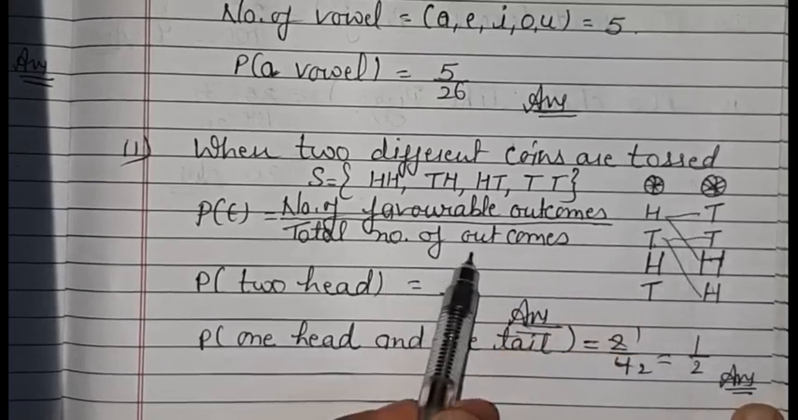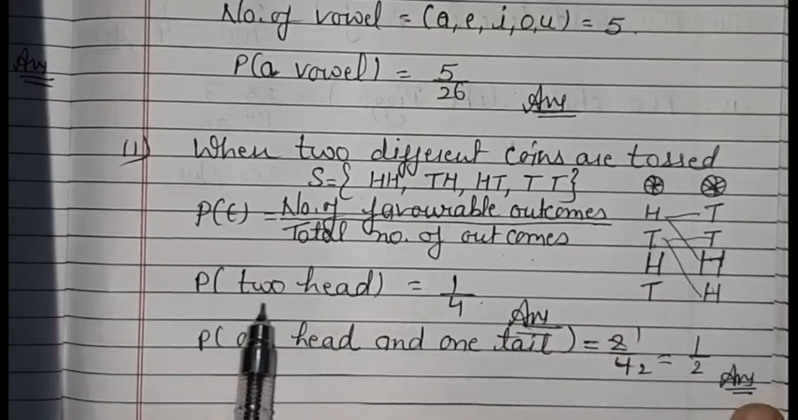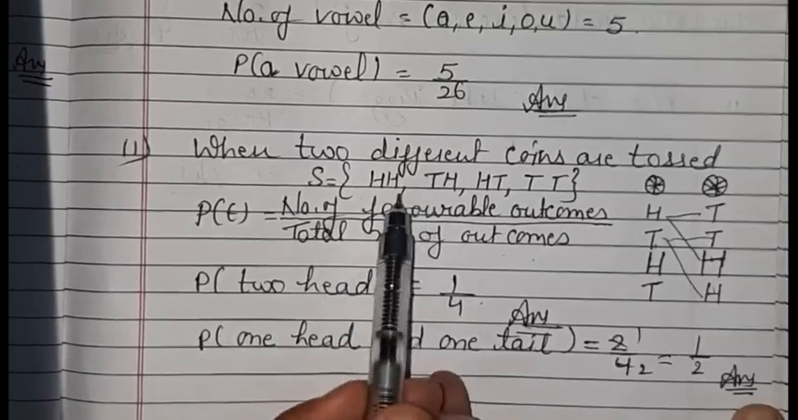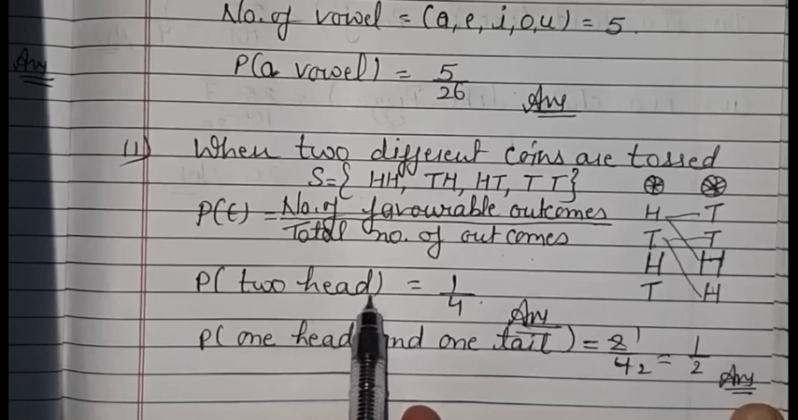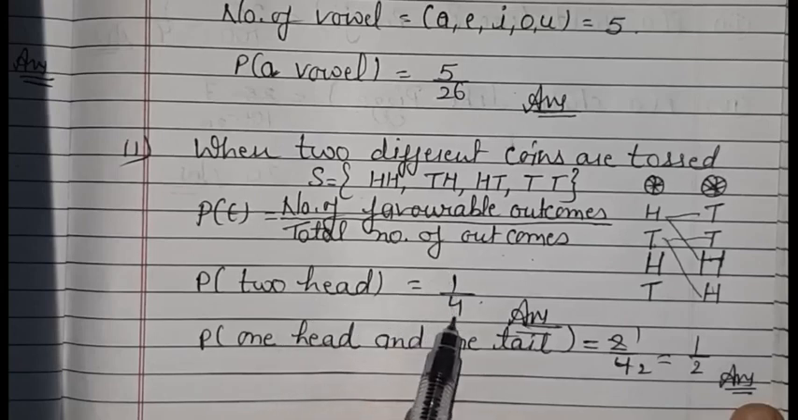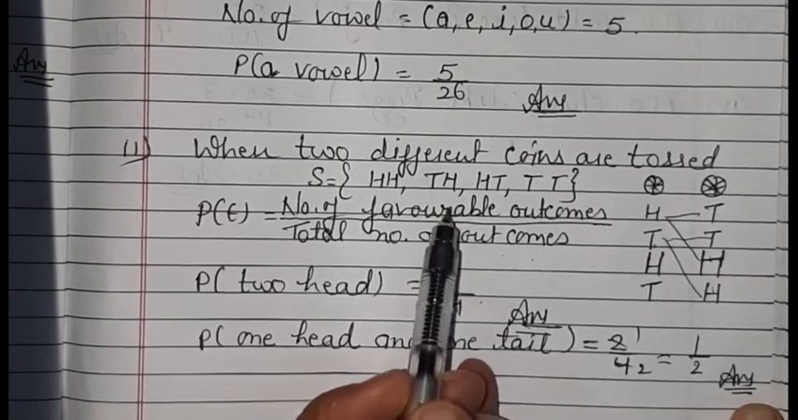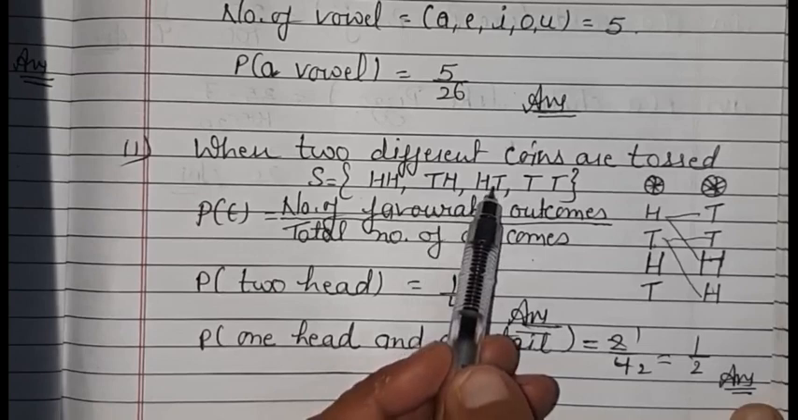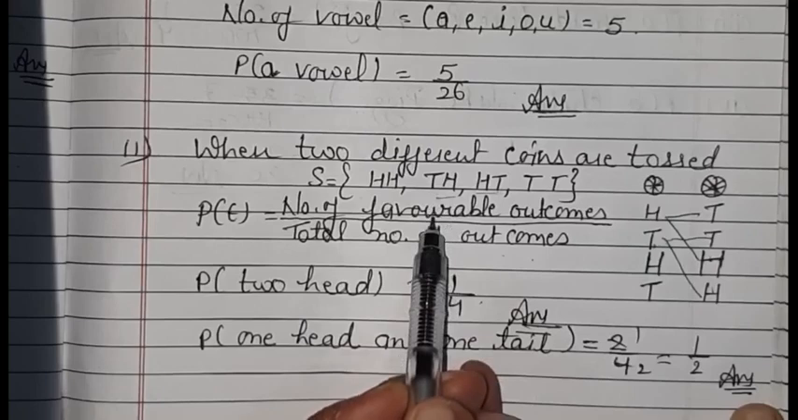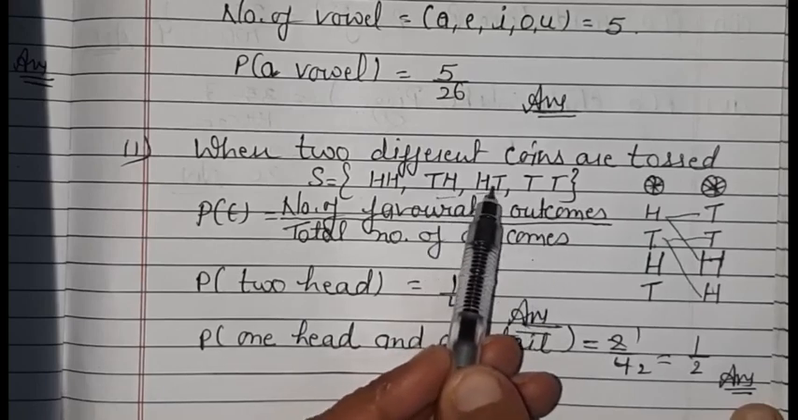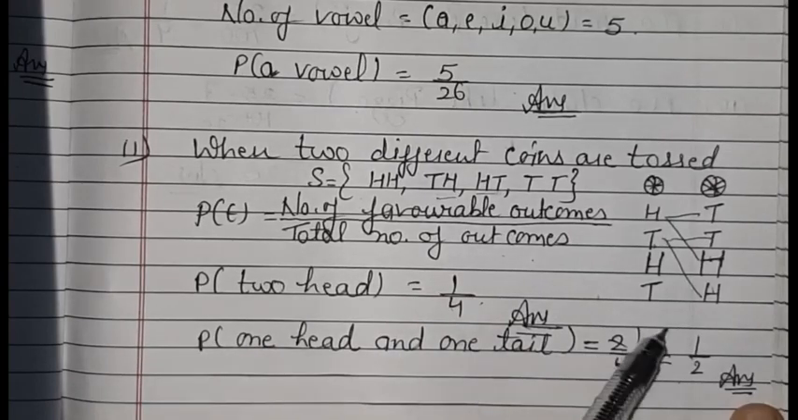Clear? So the total number of outcomes is 4, out of which if we have to find the probability of 2 heads, it is coming only one time. So probability of getting 2 heads is equal to 1 by 4. Similarly, probability of 1 head and 1 tail. There are 2 possibilities, right? So the number of favorable outcomes is 2. So 2 by 4, which is 1 by 2, is the probability. Is it clear?